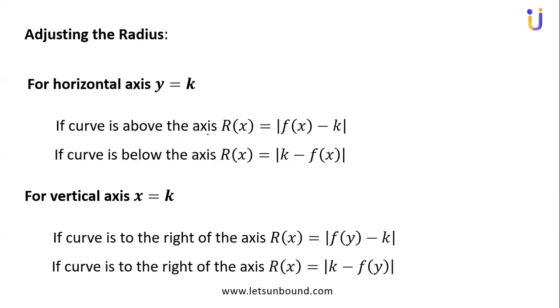How will you adjust the radius? If the curve is above the axis, r of x will be the modulus of f of x minus k. Below means the axis will come first, then the curve. That is for a horizontal axis. For a vertical axis, it is f of y minus k. If the curve is to the right, it comes first. If it's to the left, the curve comes second. That's simple.